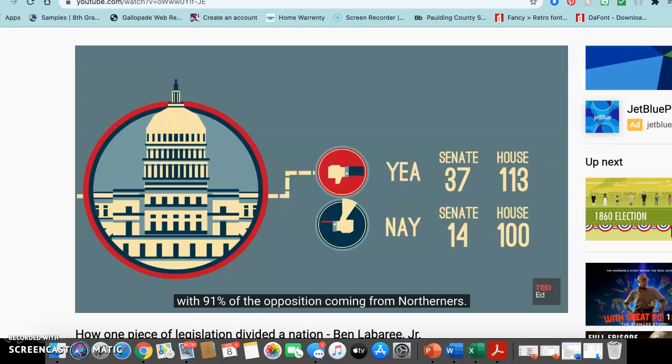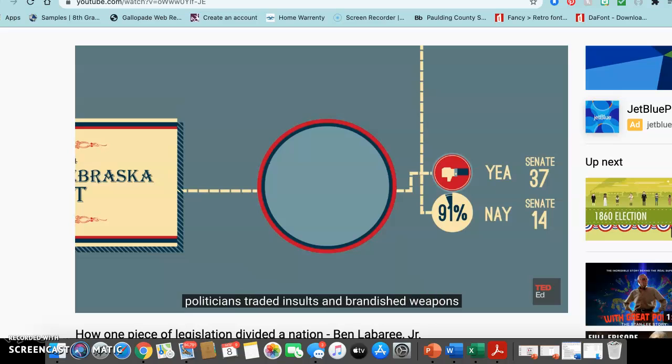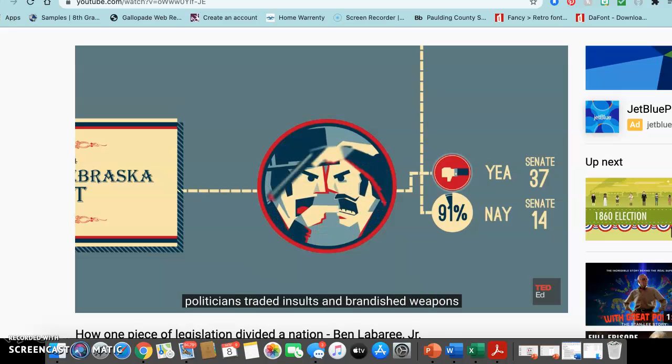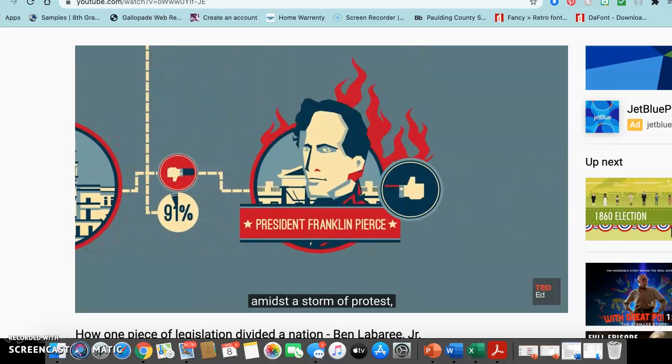Congress was able to pass the Kansas-Nebraska Act, but at the huge cost of bitterly dividing the nation, with 91% of the opposition coming from Northerners. In the House of Representatives, politicians traded insults and brandished weapons until a sergeant-at-arms restored order. President Pierce signed the bill into law amidst a storm of protest.